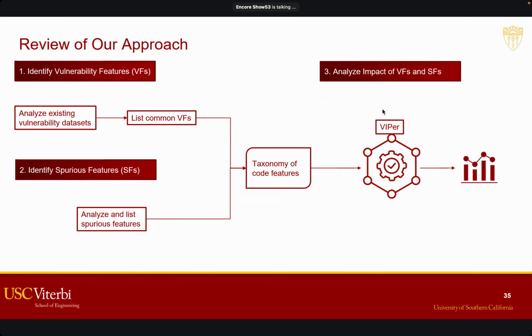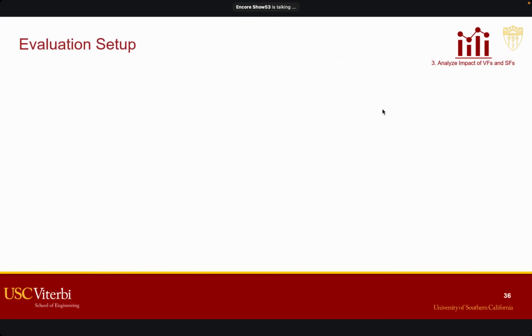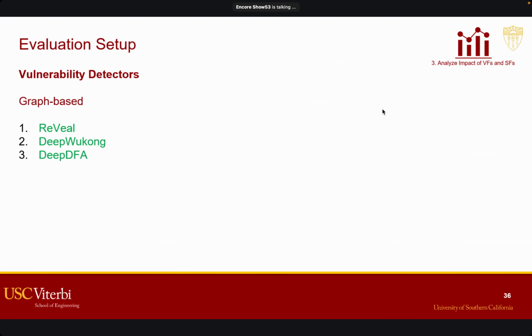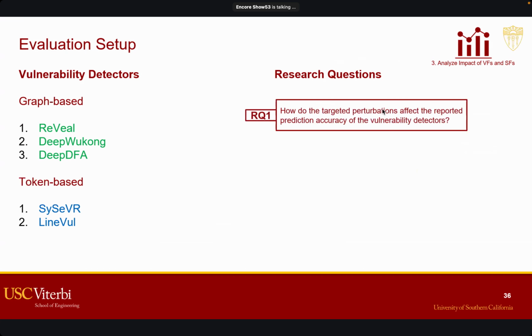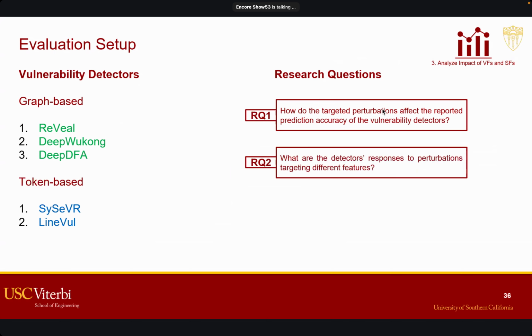Next, let's look at how we use Viper's perturbations to evaluate the detectors. So for this paper, we chose 3 graph-based detectors and 2 token-based detectors. And the research questions we wanted to answer were, how do these perturbations affect their precision and recall? And what are the satisfaction rates for the perturbations? By satisfaction rates, I mean what percentage of perturbations generate a satisfactory response, where a satisfactory response is: if you have a feature-preserving perturbation, they retain their prediction, and if it's a feature-eliminating perturbation, then they alter their prediction.